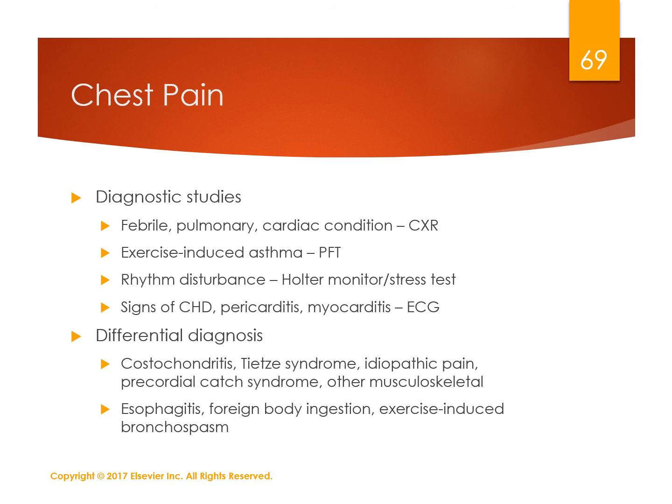Differential diagnosis, we want to rule out costochondritis, TC syndrome, idiopathic pain, precordial catch syndrome, or other musculoskeletal causes. We also want to consider esophagitis, foreign body ingestion, or exercise-induced bronchospasm.